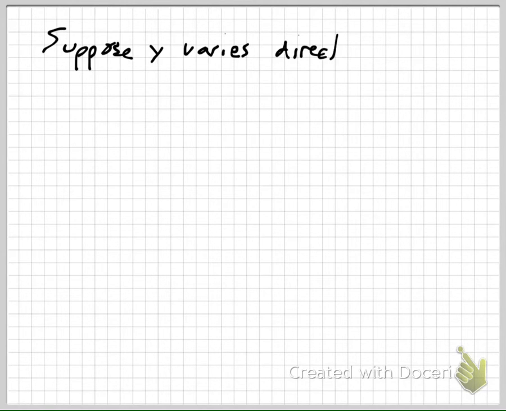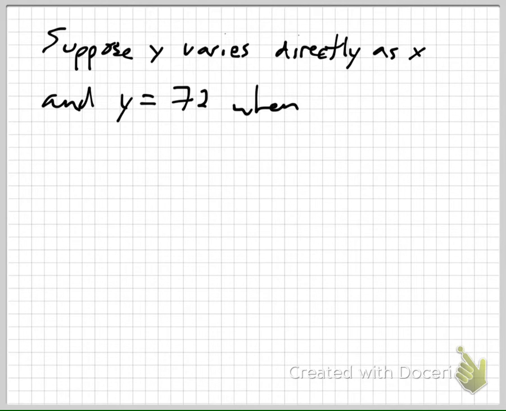This is what the instructions would say. It would say, suppose y varies directly as x, and y equals 72 when x equals 8. Okay? So here's the deal.